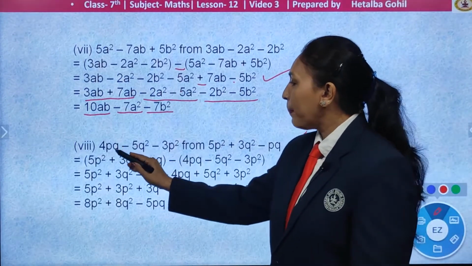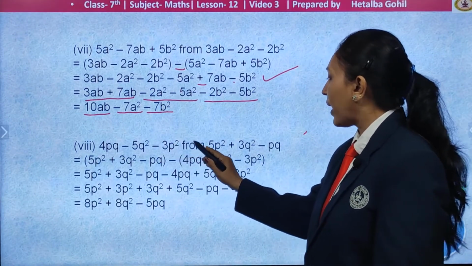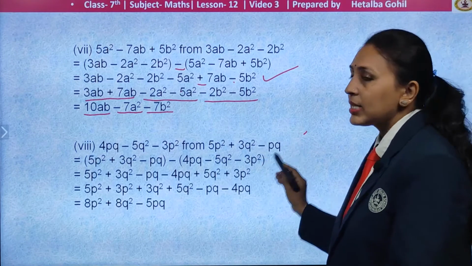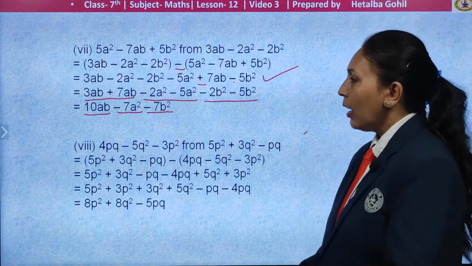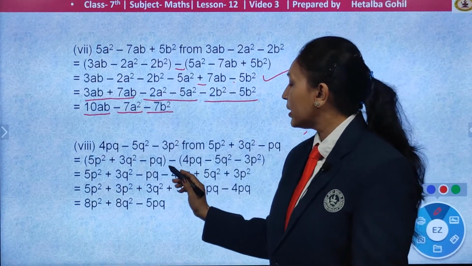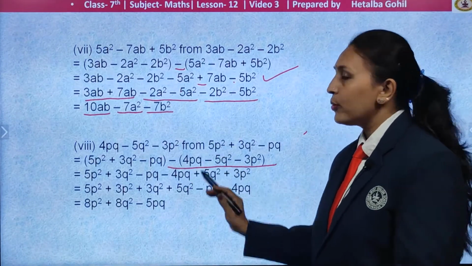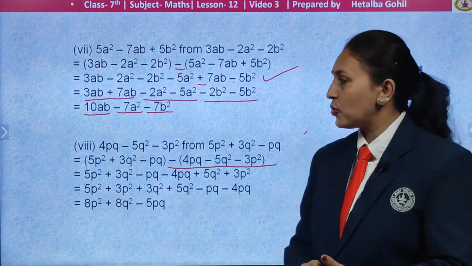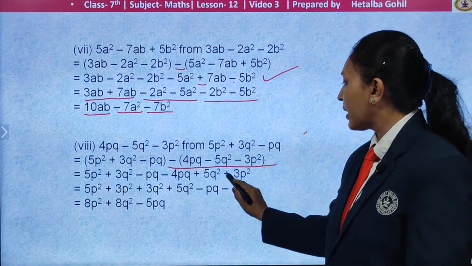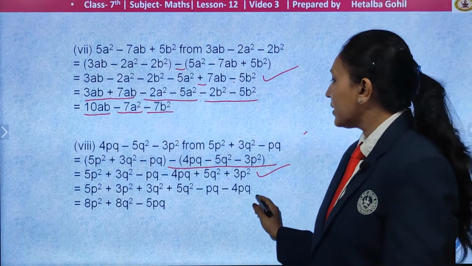One more, 5pq minus 5q square minus 3p square from 5p square plus 3q square minus pq here. Now, as we have to subtract the given two expression here, I have done the subtraction of it, and as I told you, the sign inside the bracket will be changed. So, minus minus becomes plus, again minus minus becomes plus.